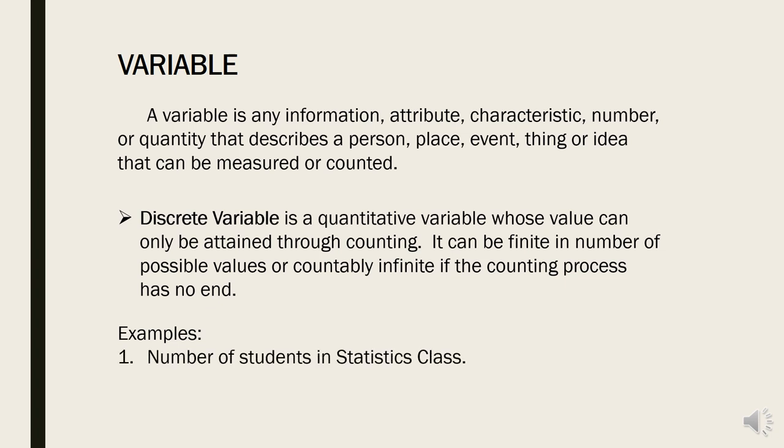Examples: the number of students in a statistics class. Our variable here is the number of students, and you have observed that it is countable. We can count the number of students in the statistics class, so that's why it is a discrete variable. Second, the number of tails when flipping two coins. You have observed that we can count the possible outcomes if we flip two coins. So it is still countable, and then it is what we call a discrete variable.